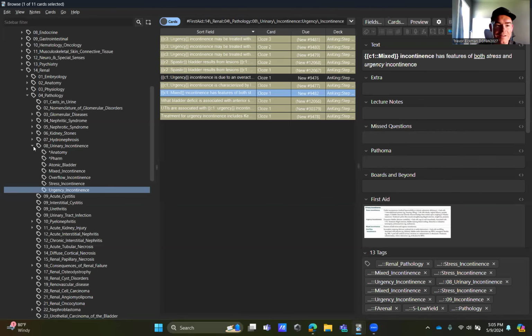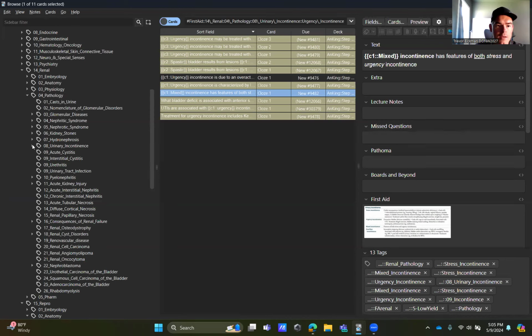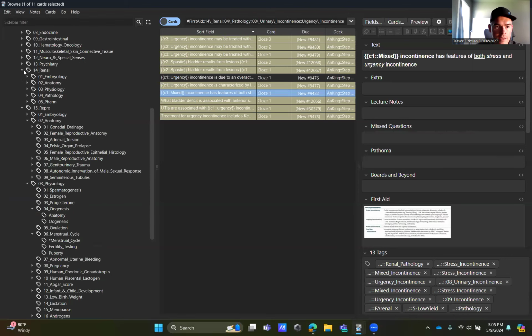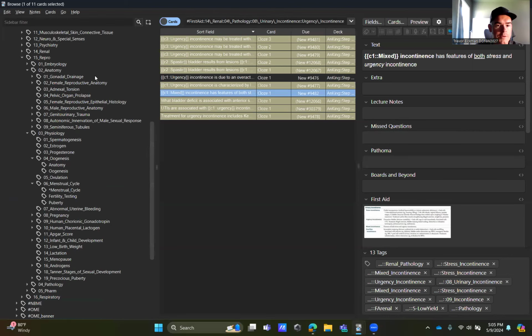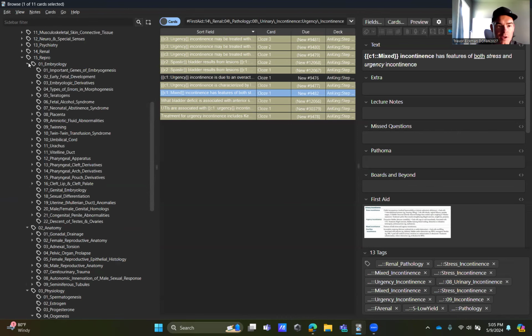Yes. So I kind of did a little flip-flopping this week just with what I could get done due to a hectic schedule. And so we're going to minimize this, get out of renal, because that was last block. We're going to go to repro now. And within repro, we're going to start in embryology.